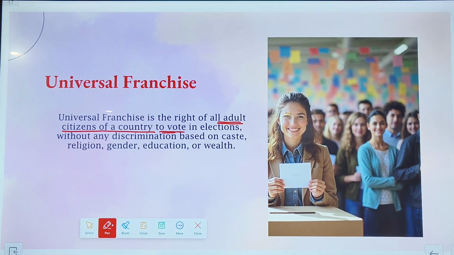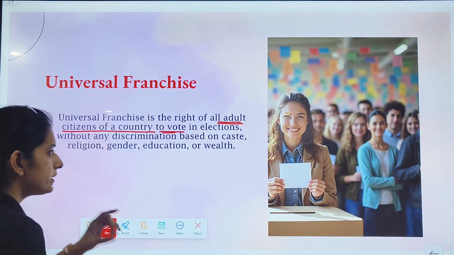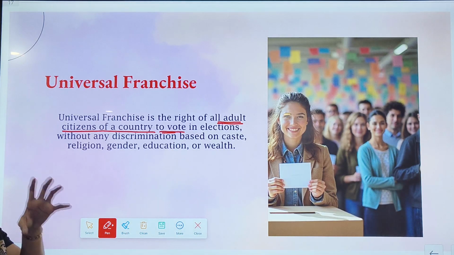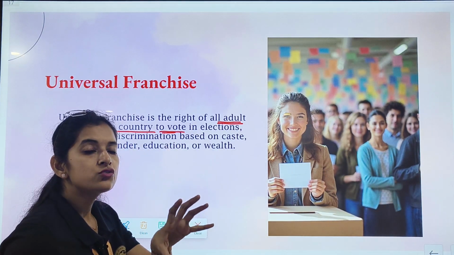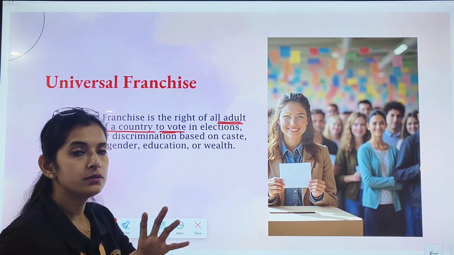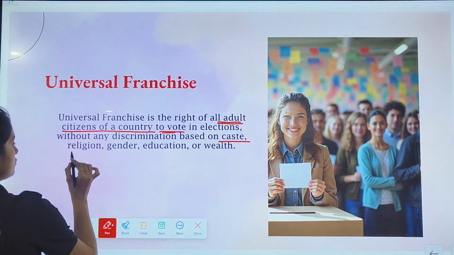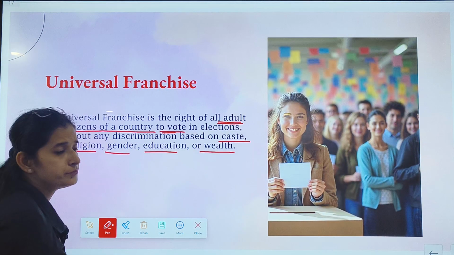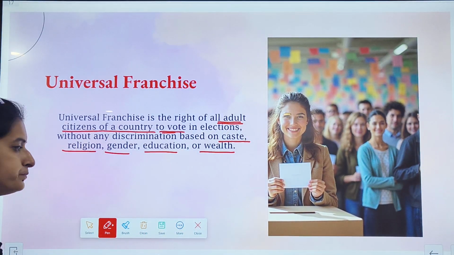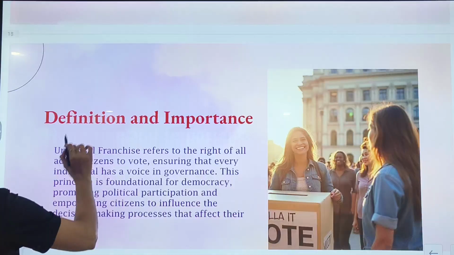Clear? So whenever every adult of our country is voting, that would be known as universal adult franchise. But along with that voting, there shouldn't be any sort of discrimination between individuals, like discrimination on the basis of caste, religion, gender, education, or any other means. Clear? Let's discuss the definition of universal adult franchise.